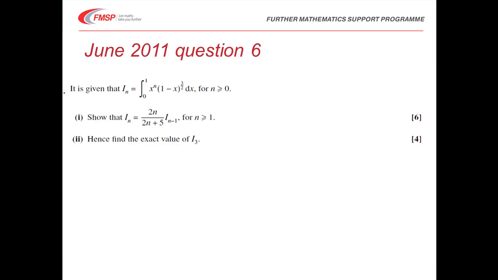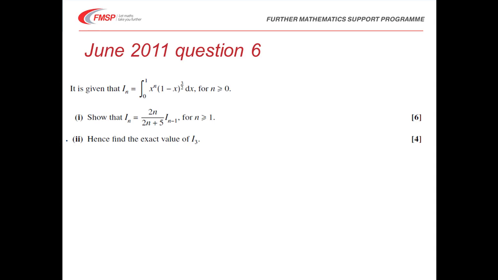So we have I_n given as the integral between 0 and 1 of x^n upon (1 minus x)^(3/2), and that's for values of n greater than or equal to 0. In part 1 we're asked to show that I_n is equal to 2n over (2n plus 5) times I_(n-1). So we've got this recurrence relation to show. And in part 2 it then says, hence find the exact value of I_3.